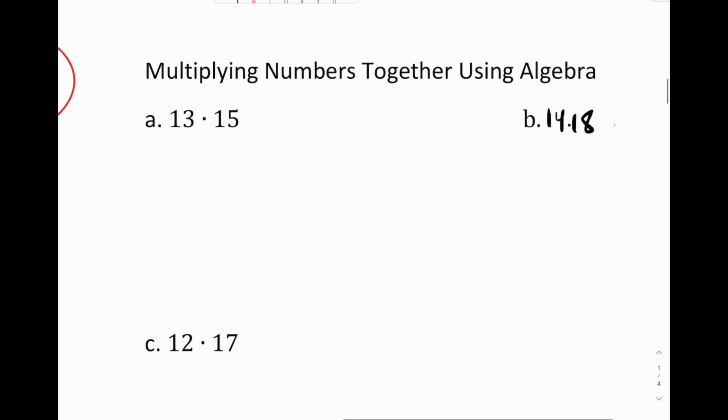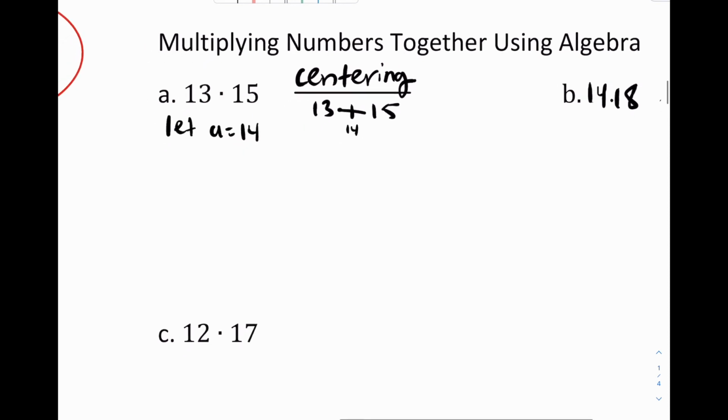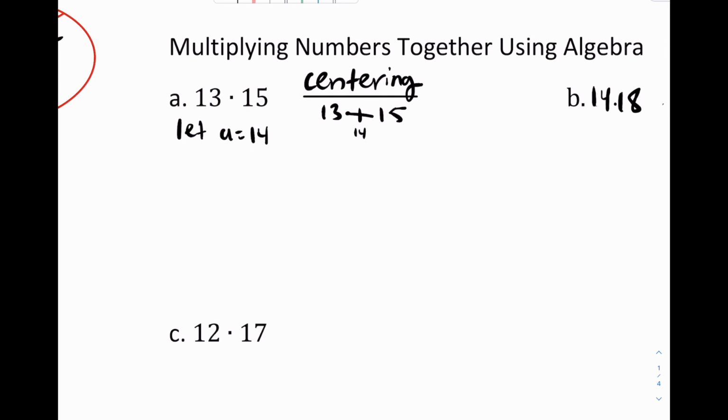So for the final example, we're going to do a technique called centering. And it's pretty simple. It involves taking these two numbers and finding the center. So for example, 13 and 15, the center number would be 14. So I'm going to let u equal 14. So again, you can just imagine 13 and 15 on the line, the middle number is 14, or the average. By saying u is 14, that would mean 13 is simply u minus 1. 15 is simply u plus 1.